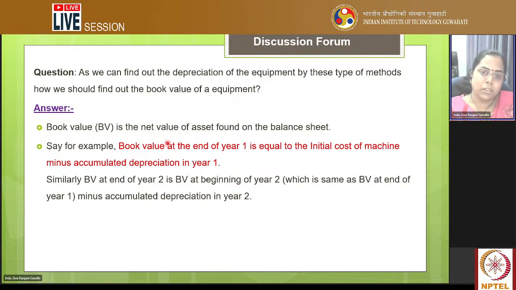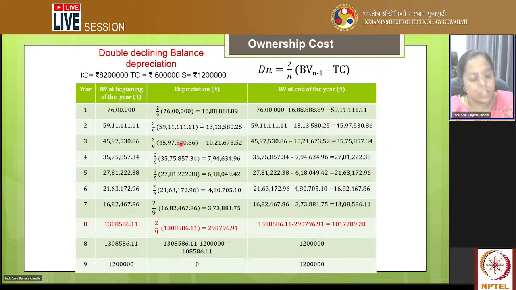Say, for example, I need to find the book value at the end of the first year of the machine. It will be equal to the initial cost of the machine minus the depreciation accumulated in that first year. That will give you the book value at the end of the first year. Similarly, book value at the end of the second year is nothing but book value at the beginning of the second year minus the depreciation accumulated in the second year. So this is how we are supposed to estimate the book value. I can just show you the example which I have already posted in the video also.